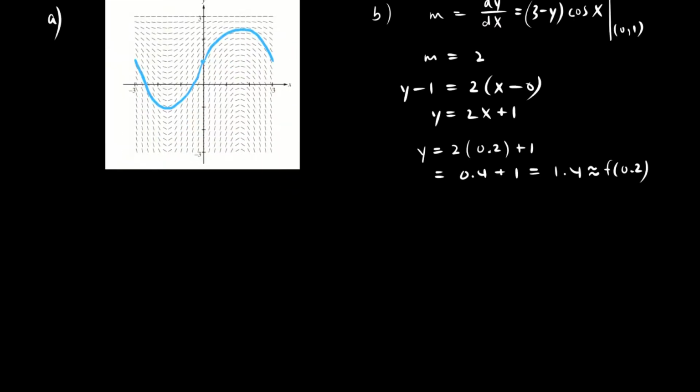Part C reads, find y equal to f of x, the particular solution to the differential equation with the initial condition f of 0 is equal to 1. So the only method of solving differential equations we are responsible for on the AP exam for 2020 is separation of variables. So let's do that here.